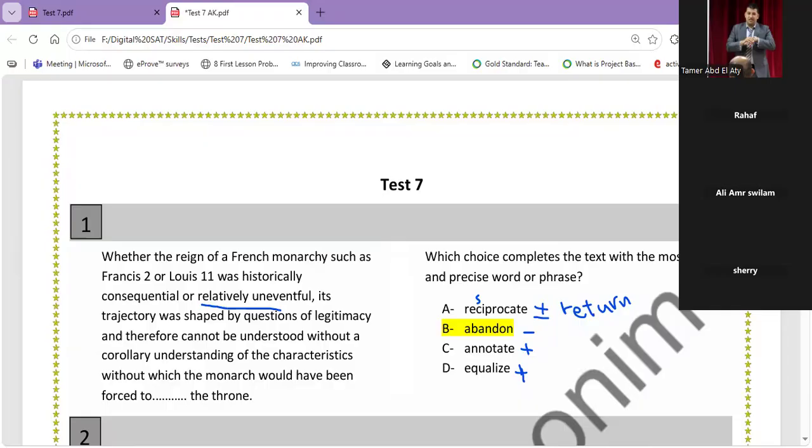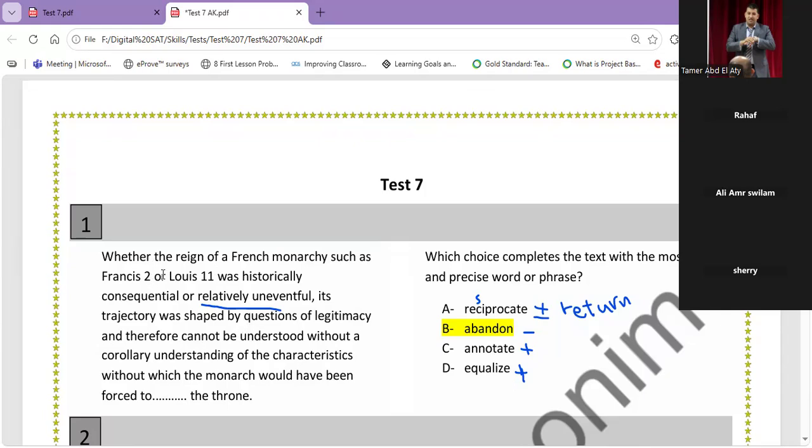Your answers are right. So here, reciprocate means return. Reciprocate, return, and it's neutral. Abandon, negative, to leave something. Annotate, like what I'm doing right now when I'm writing an explanation. Equalize, positive, to make it equal. So here we have neutral, so we have to go to the context clue.